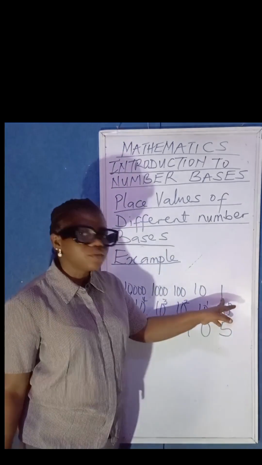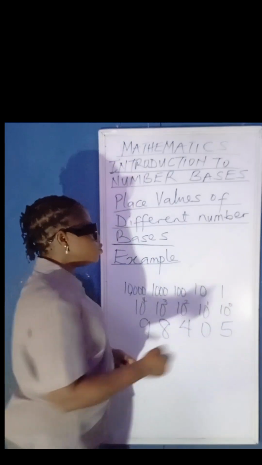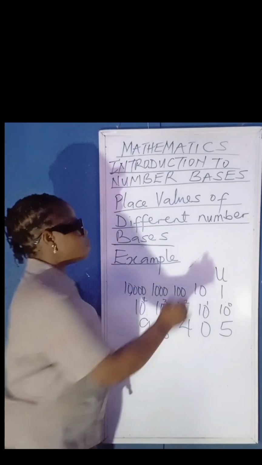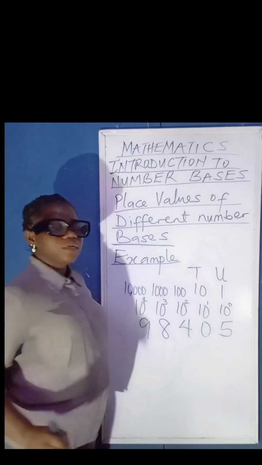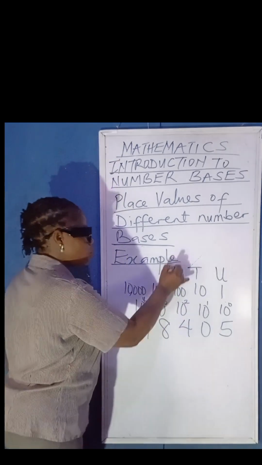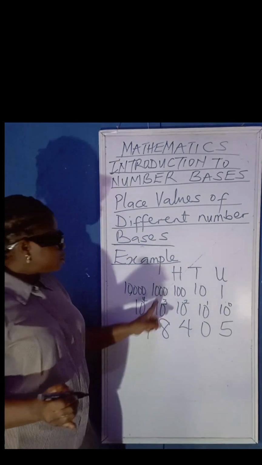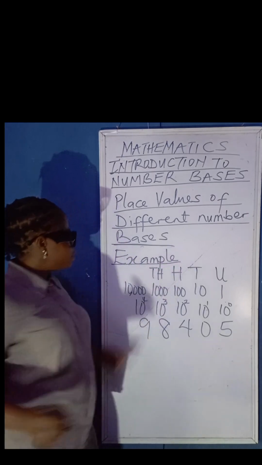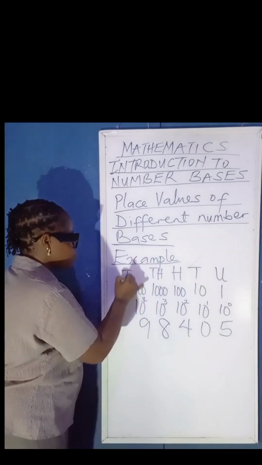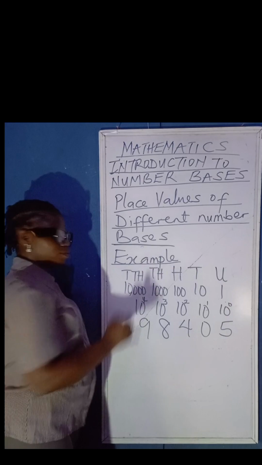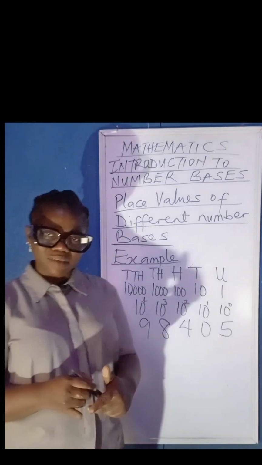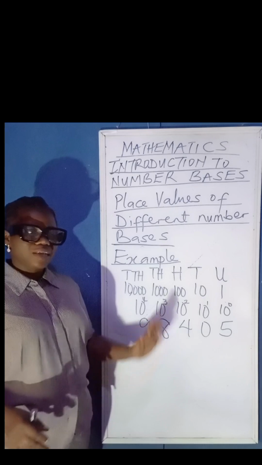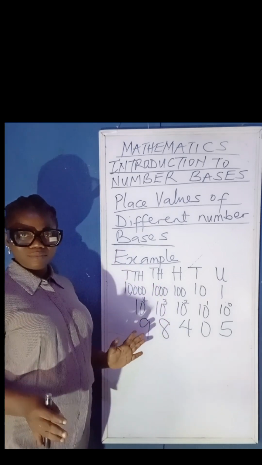The 1 is called ones or units. The 10 is called tens. The 100 is called hundreds. The 1,000 is called thousand. The 10,000 is called tens of thousand. I believe we remember this. And that is how each of the digits gets its place value.